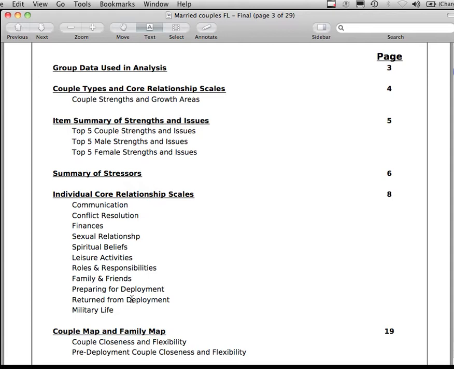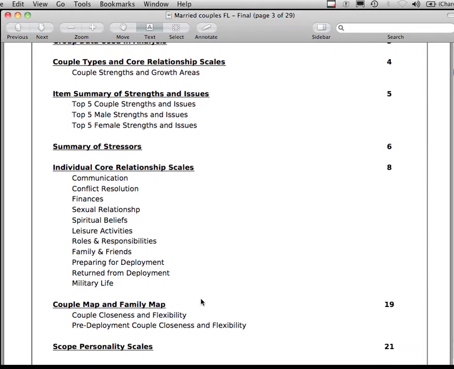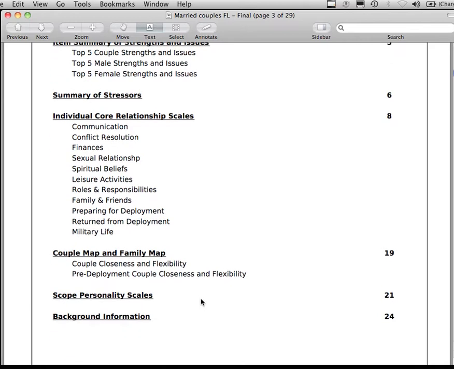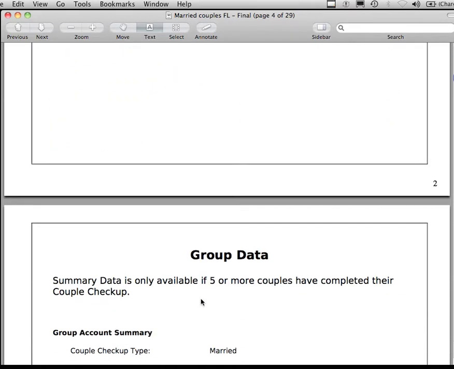Now I'm seeing some things here on military deployment and military life. That tells me that in this sample there were military couples who were included, and so some of their data is also going to be summarized right alongside the standard data. Alright, let's keep walking through.